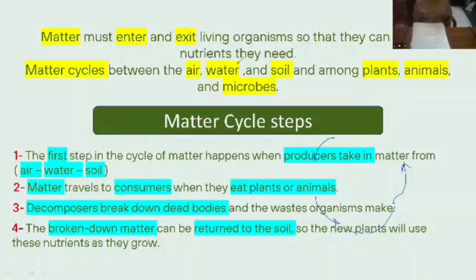It moves from this to this to this, between air, water, and soil, and also among living organisms like plants, animals, and microbes. Yasmina, can you tell me which of these is the producer? Which of these, plants or animals or microbes, produces their own food?